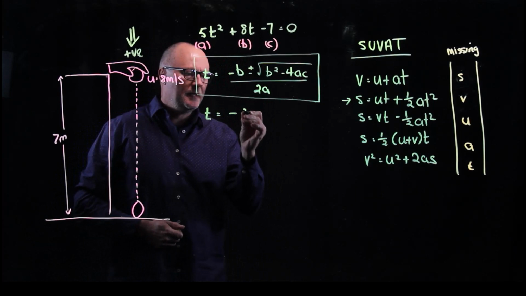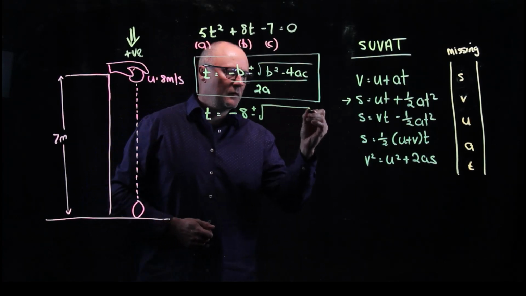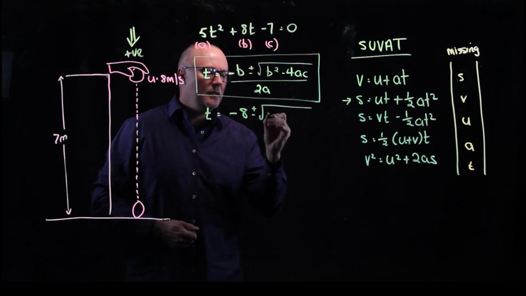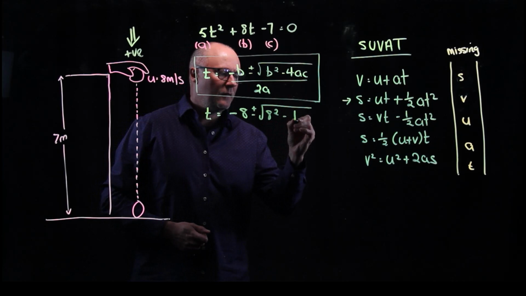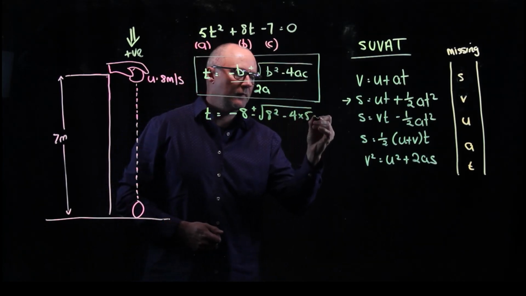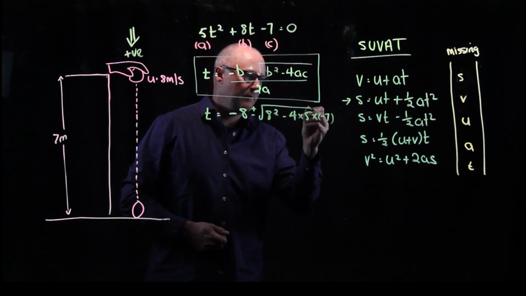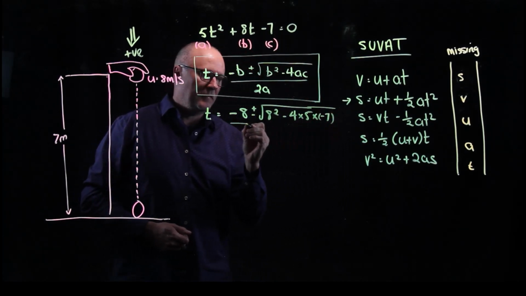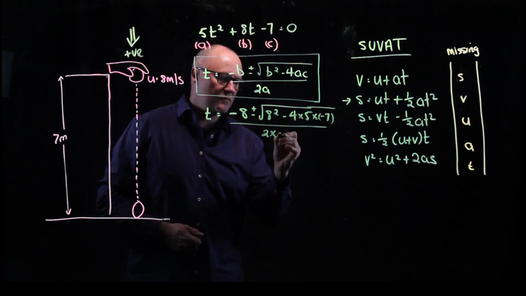Negative b, which was the 8, plus or minus the square root of b squared, take away 4 times a, which is 5, times c, which is negative 7. All of that divided by 2 lots of a, which is 5.